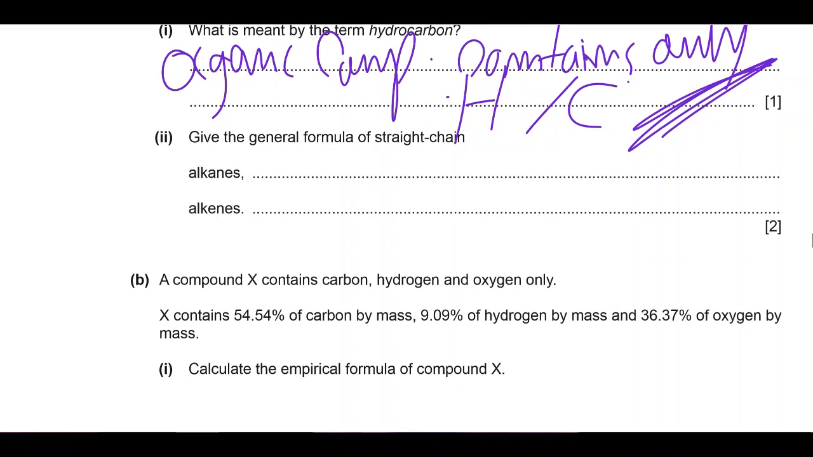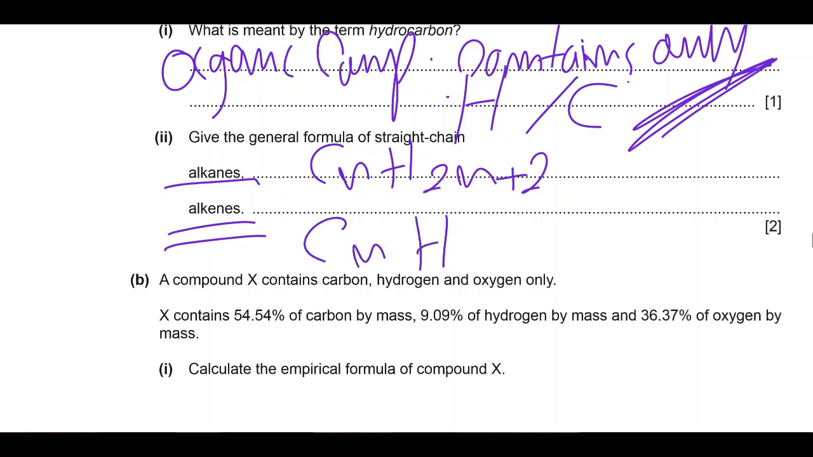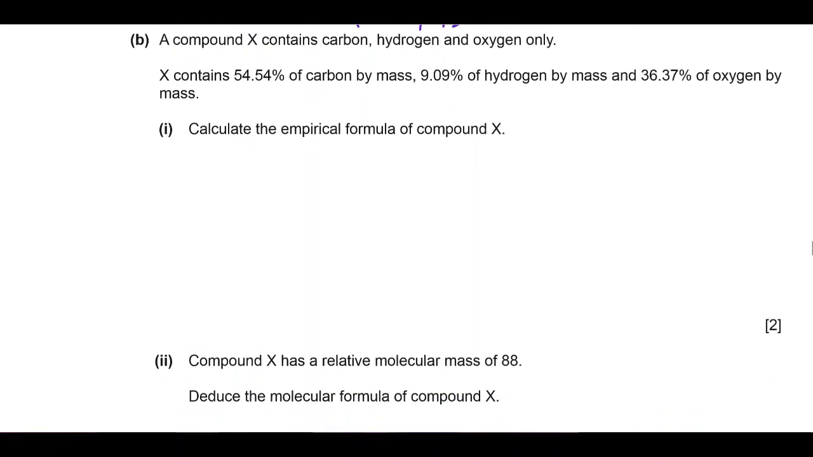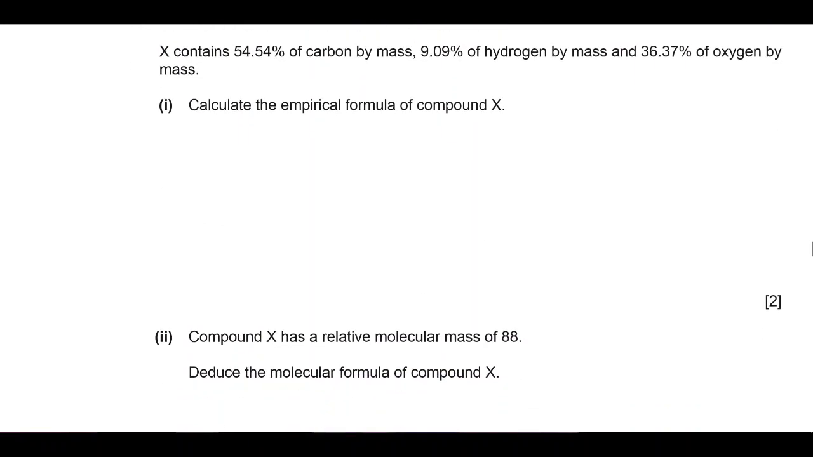The general formula of alkane is CnH2n+2, and for alkenes it's CnH2n. Here we have another question about the empirical formula. So you have a compound X that contains this percentage of carbon, this percentage of hydrogen, and this percentage of oxygen.